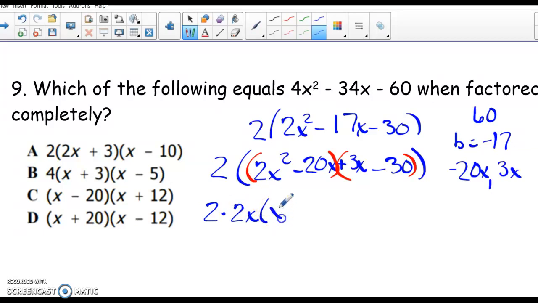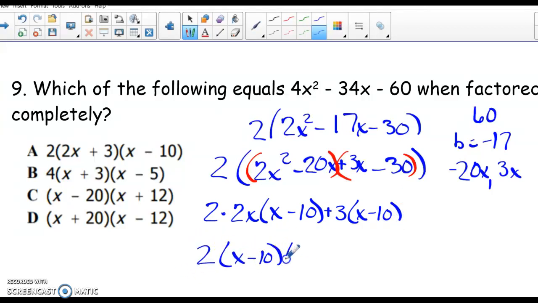And I'm left with x minus 10. I can take out a 3 here, and I'm left with x minus 10. So my factors are going to be x minus 10 and 2x plus 3. That's my answer right there.